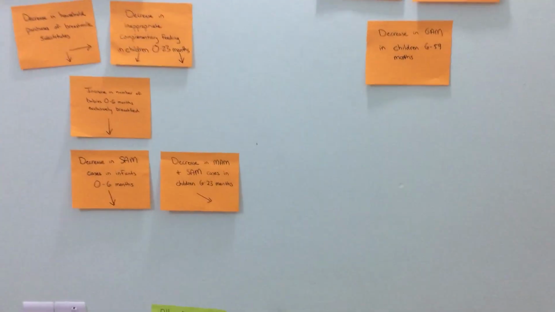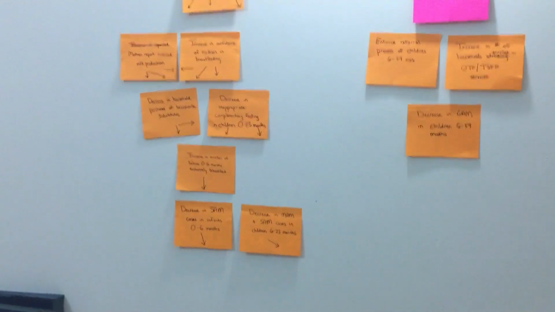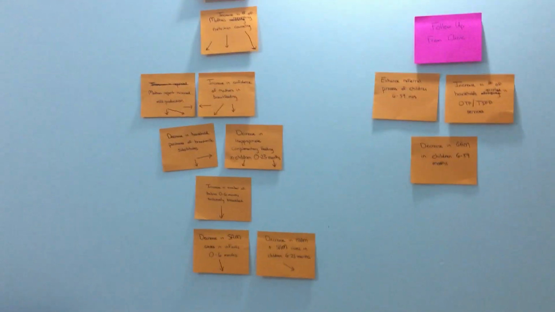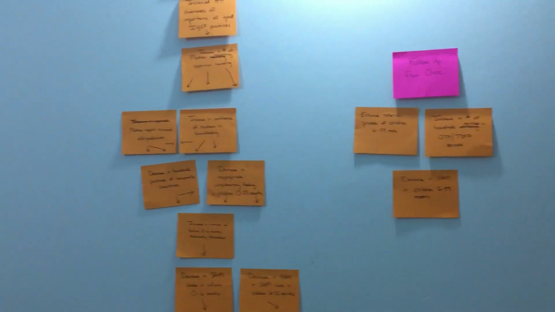So I hope this is helpful for explaining the process of how you move from an outcome map or SONAT chain into an evaluation plan, and some of the things that you should be looking for as you build that.